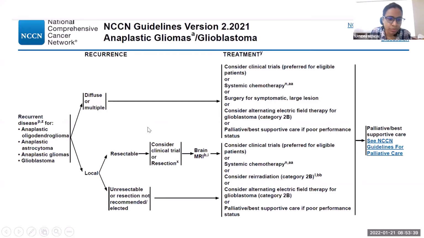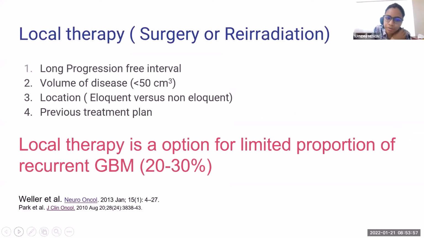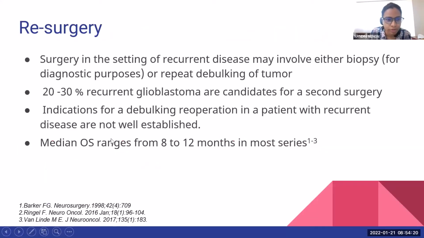So this is just an overview of how we approach it. As discussed, diffuse or multiple recurrences are not fit for local therapy, so it is either clinical trial, salvage systemic therapy, or best supportive care. If it is resectable, then go for surgery. If unresectable, or resectable but not recommended, again salvage therapy or alternating electric field therapy. These are the factors which I already mentioned: the progression-free interval, volume of the disease, whether it is in the eloquent or the non-eloquent part of the brain, which determines whether resurgery will significantly hamper the patient's quality of life, and what the previous treatment received was. And ultimately, as many series have shown, only 20 to 30% end up going for local treatment.